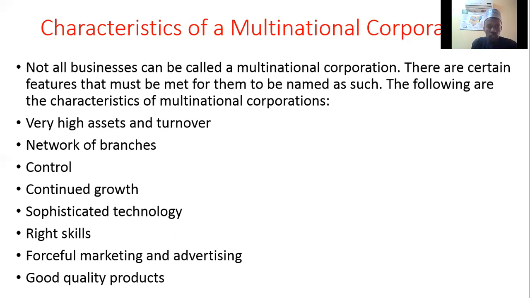And then forceful marketing and advertising. Because of their wealth, they can spend more money on very appealing advertisement. Last week we talked about marketing, where we saw a lot of promotional ways through which companies market their products. So this kind of multinational corporation has money that they spend on advertisement in order to gain market share in the country they are targeting.